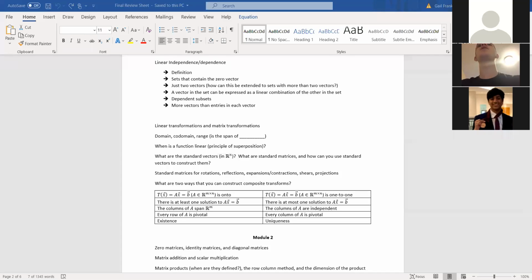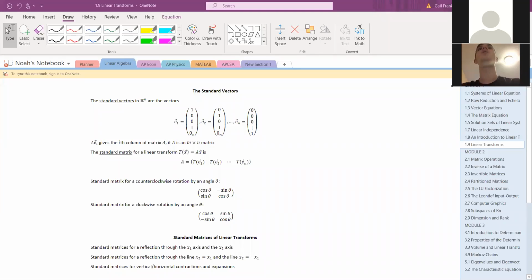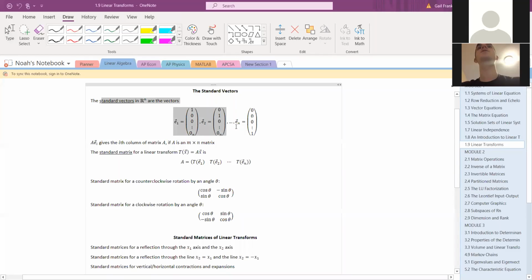Matrix equations, linear transforms. Okay, stop share. Let me share my notes. Okay, yeah. So these are the standard vectors. They're the columns of the identity matrix. And what I'm saying here is that to figure out a standard matrix, each of the columns is going to be the transform of these standard vectors.